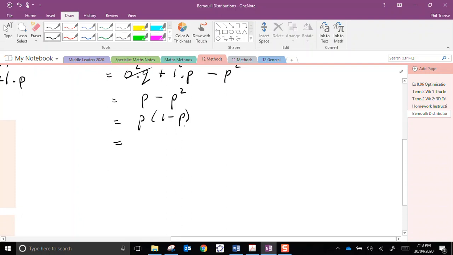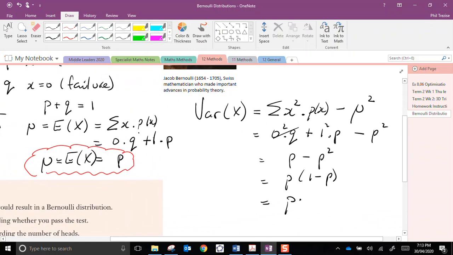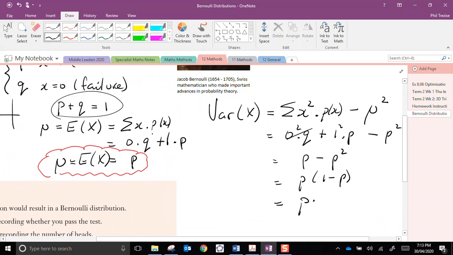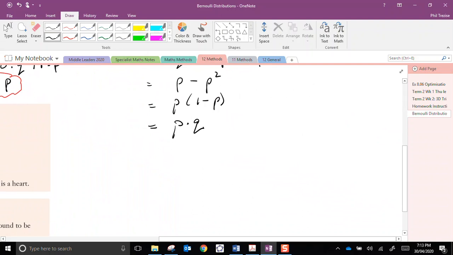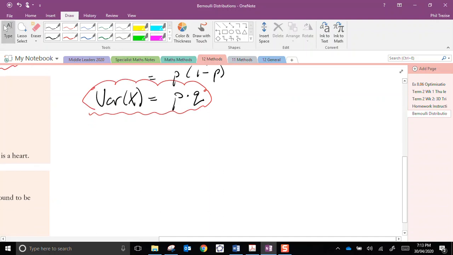And sometimes you'll see this written, and more commonly I think, 1 minus p from back here. 1 minus p is q. So the variance is literally the probability of success multiplied by the probability of failure. That's quite a simple outcome. And then it follows directly that the standard deviation is the square root of the variance. That's the definition of standard deviation.